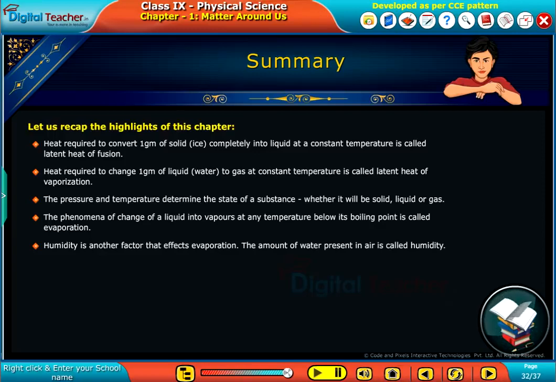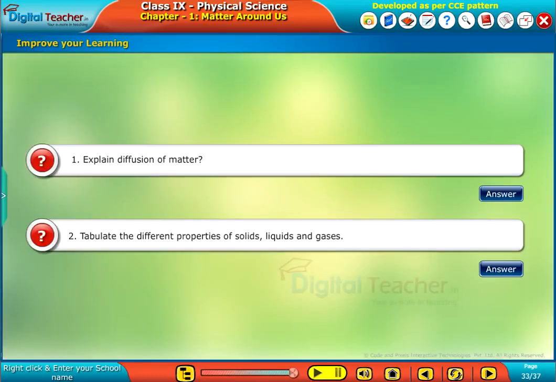Humidity is another factor that affects evaporation. The amount of water present in air is called humidity. Read the questions and attempt the answers on your own. You can click Answer for your reference.